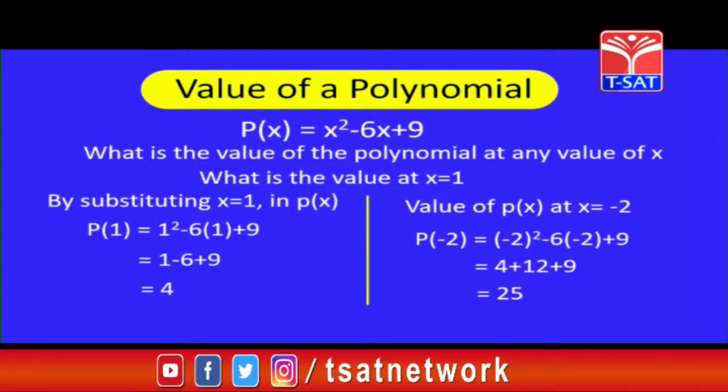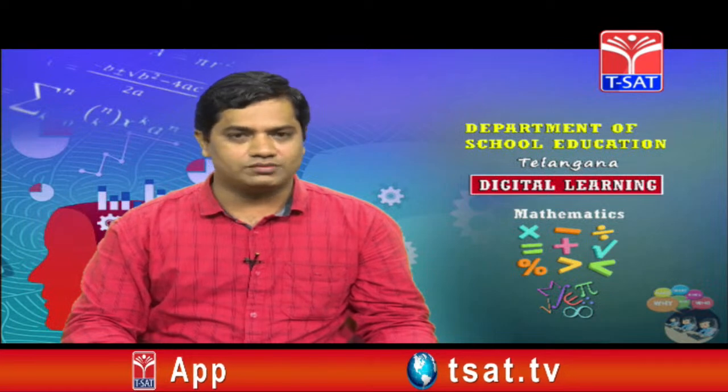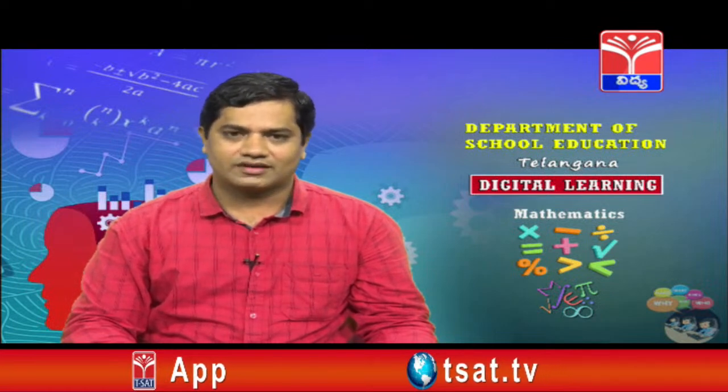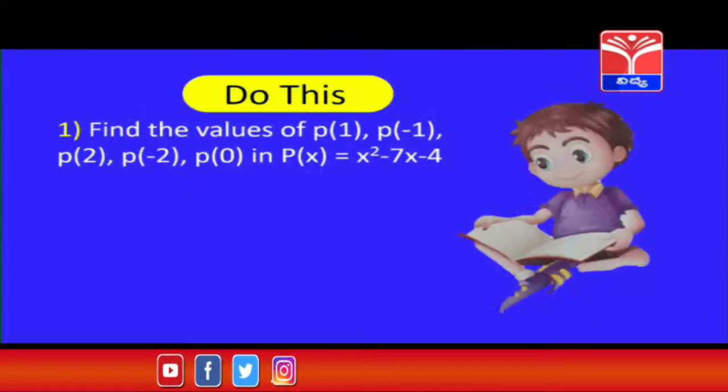Okay. Particularly these things. So now I will give you a small task. Try to write in your notebook and try to solve. Find the value of this polynomial at p of 1, p of minus 1, p of 2 and p of minus 2, p of 0.